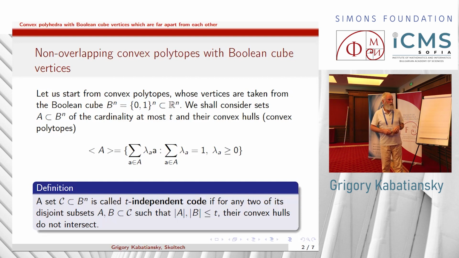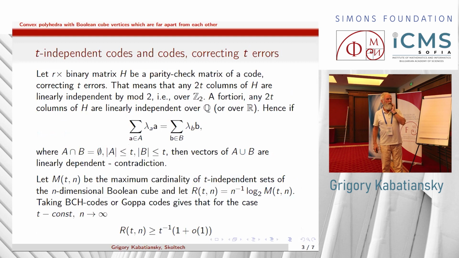Let me go to the next. So one suggestion is the following. Consider some binary error-correcting code which can correct t errors. Let H be its parity check matrix. Then we know that the property that a code can correct t errors is the same as to say that any 2t columns of this matrix are linearly independent. Of course, linearly independent over the field of 2 elements.